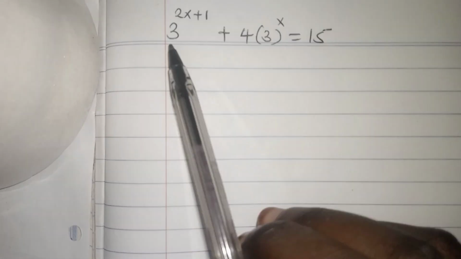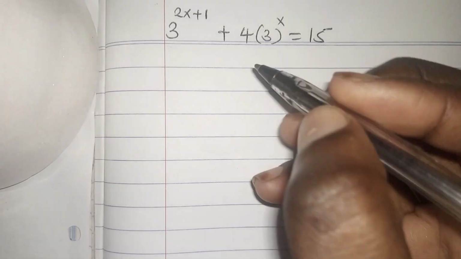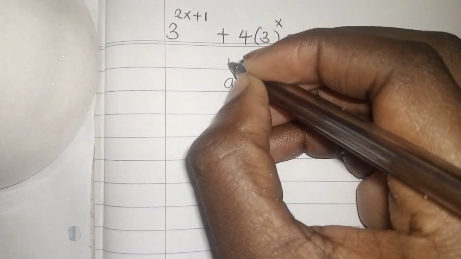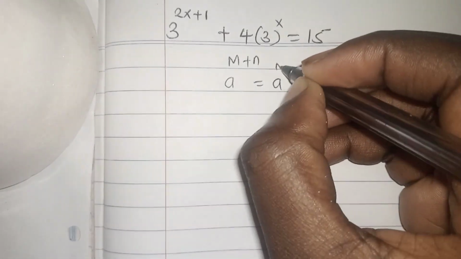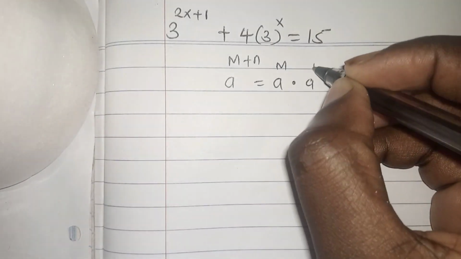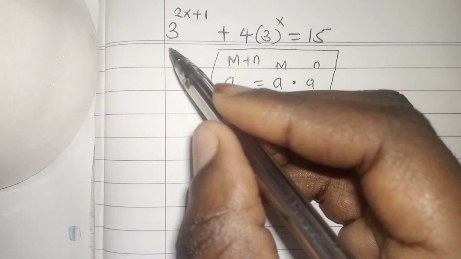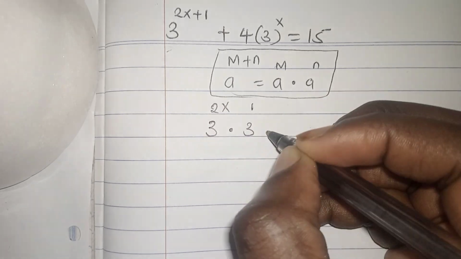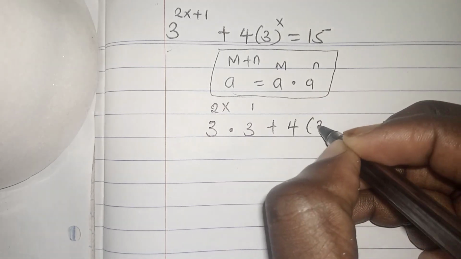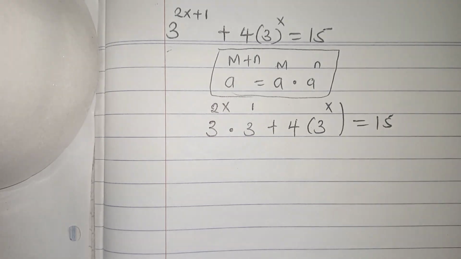We are going to break down this 3 to the power of 2x plus 1 using this exponential rule. If you have a to the power of m plus n, it is the same as writing a to the power of m times a to the power of n. So we are going to apply this rule for this case here. So we are going to write 3 to the power of 2x times 3 to the power of 1 plus 4 into 3 to the power of x is equal to 15.